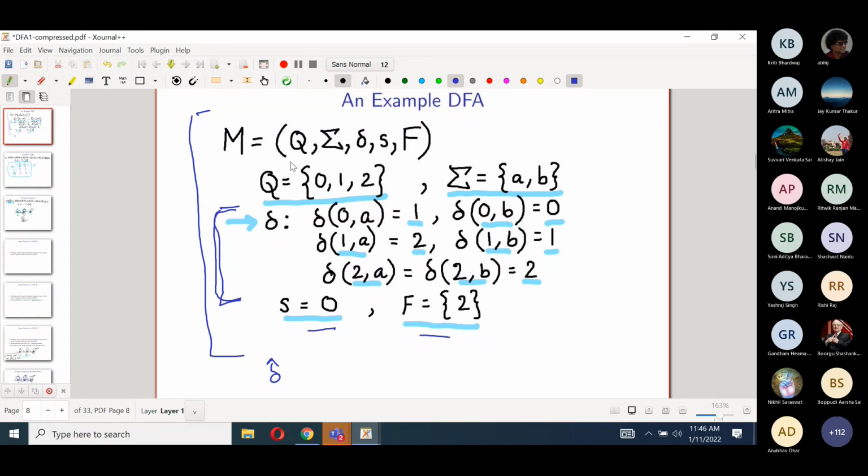So basically, these are when I'm talking about the description of these functions. You use the word enumeration. You are enumerating all the ordered pairs that are there in delta. You're enumerating all the states in Q. You're enumerating all the symbols in sigma and so on. But if you have delta dash, then explicit enumeration is not possible.